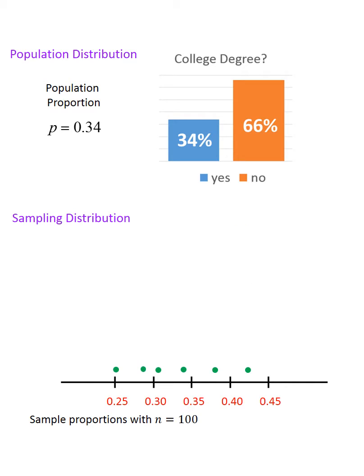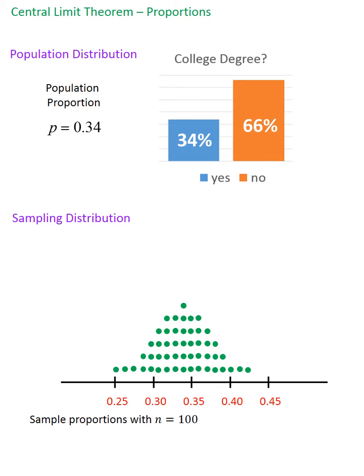Suppose I were to continue to take random samples of 100 people over and over, and each time plot the proportion that had a college degree. If I did this enough times, I might get something that looks like this. So, what does the central limit theorem for proportions tell us about the sampling distribution? Well, the central limit theorem for proportions is essentially three statements.